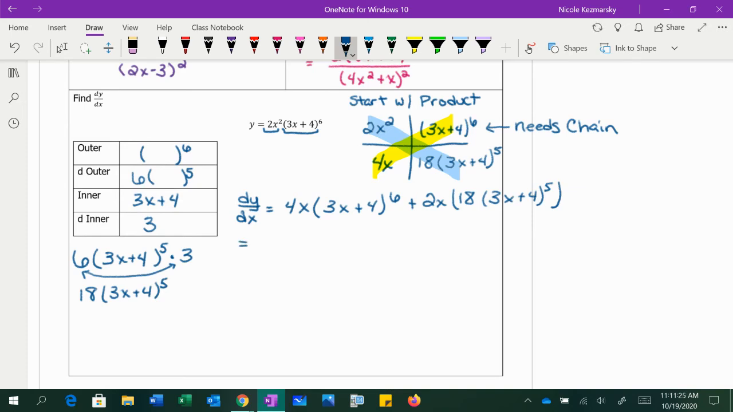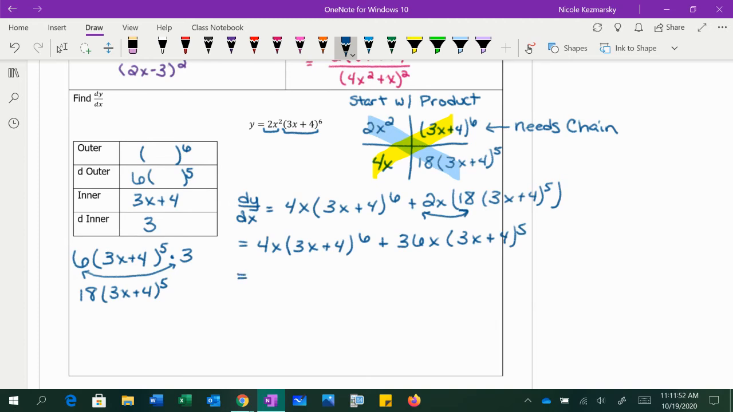Cleaning things up, I can take the 2 and the 18 and combine them. So I'm going to leave the first term alone for a second. So that is 4x times 3x plus 4 to the 6th. I'm going to have plus 36x times 3x plus 4 to the 5th. And then I'm going to start cleaning this up.